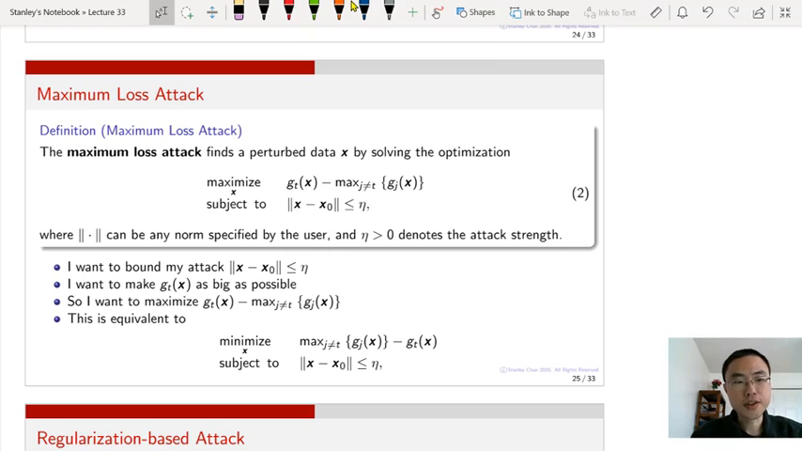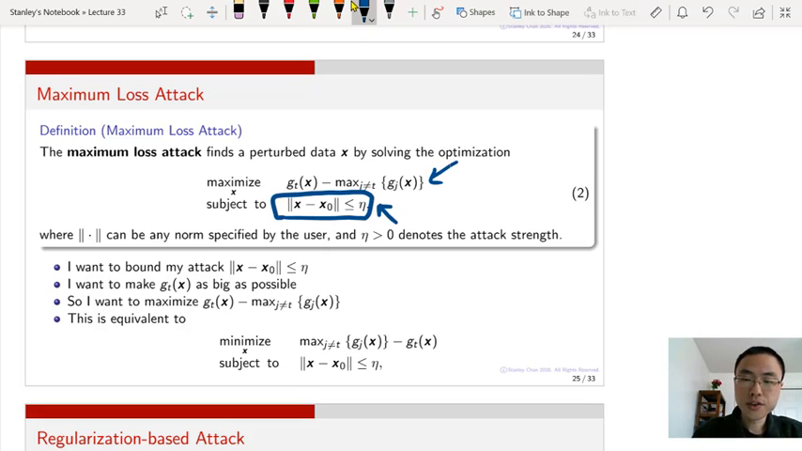The second type of attack is called the maximum loss attack. In this equation, what you will be able to see is that I am switching the objective function and also the constraint compared to the minimum distance attack. Here, the perturbation magnitude is changed to the constraint that I want to keep above my perturbation distance.